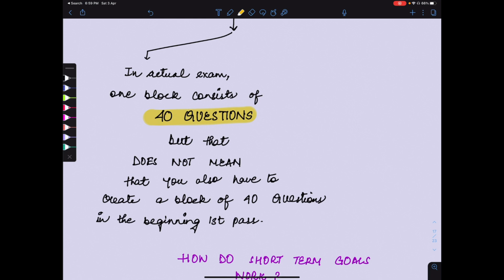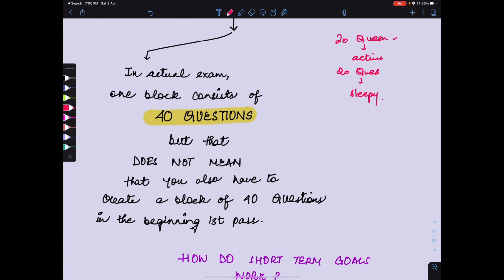But it does not mean that if you are solving Uword, you will have to create a block of 40 questions. No. What most of the students do is they create a block of 40 questions. I also did the same mistake. In the beginning, I used to create a block of 40 questions. And what happened was, during the first 20 questions, I was very active, and the remaining 20 questions, I was very sleepy.